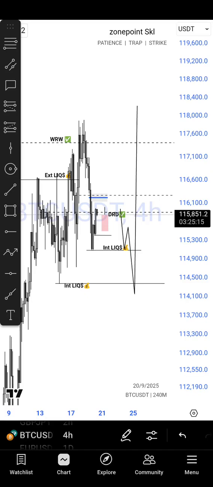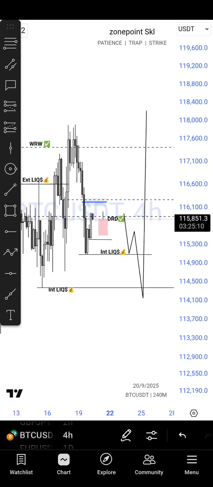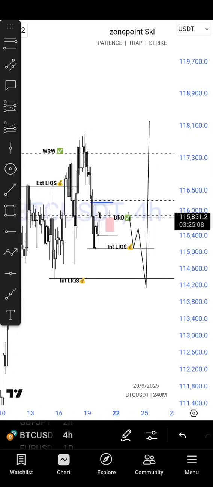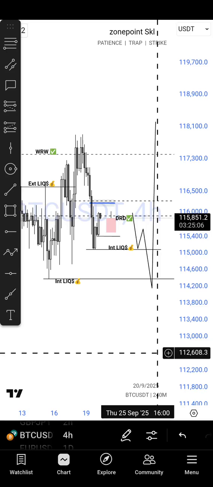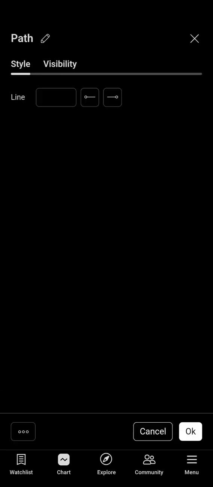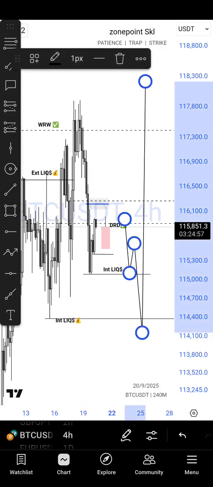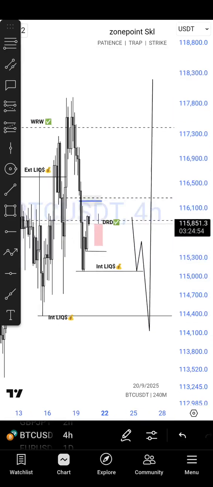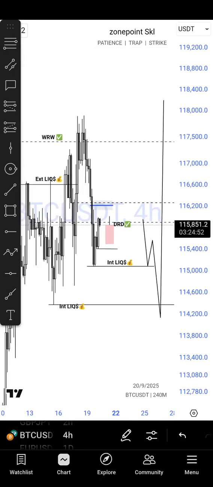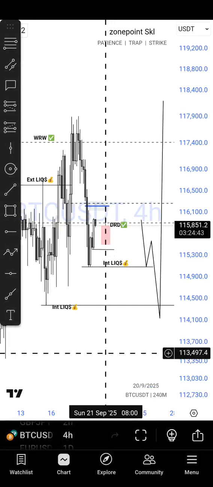Hope you guys understand what I'm trying to derive out. This is what my expectation is, something like this. Oh, sorry guys, let me just pull it to this side. This is my expectation so far. Let me save this. This is what I want the 4 hours candle to be like.